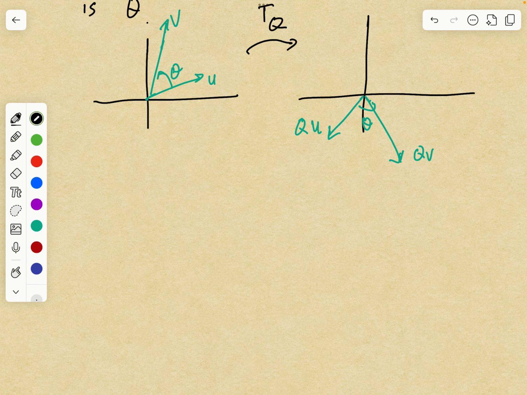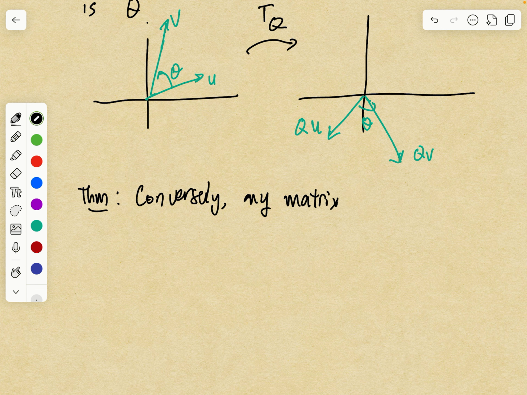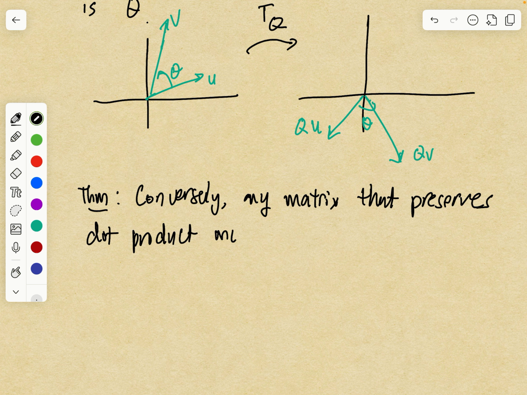Actually, the property of preserving the inner product characterizes orthogonal matrices. So the next theorem says that conversely, any matrix that preserves inner products, the dot product, must be orthogonal. And here's one way to see why this is true.